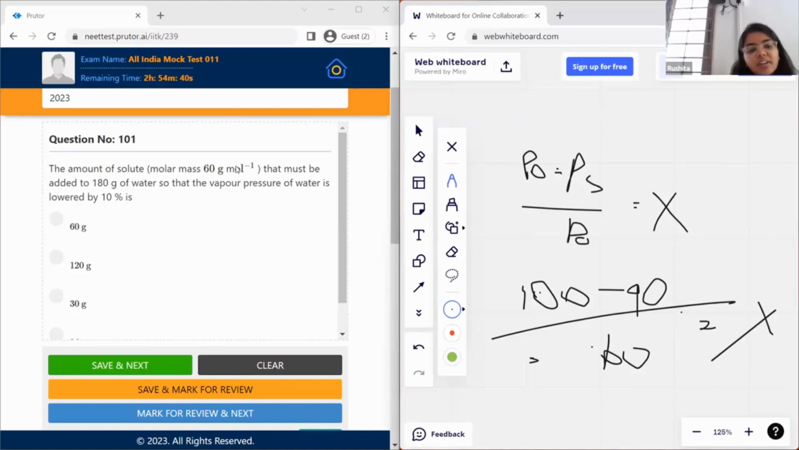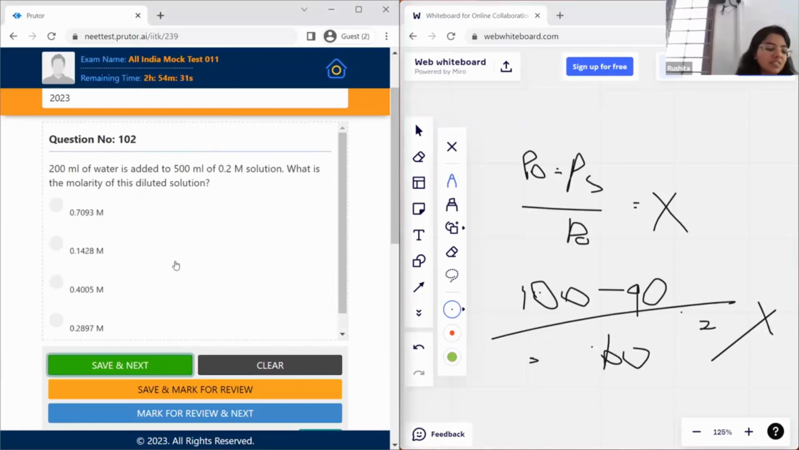The molar mass is already given. You just need to find the numerator. And when you solve it, the X would come to be 60 grams. Okay, this is an easy one.